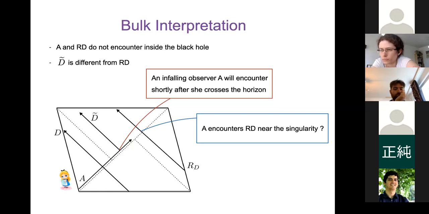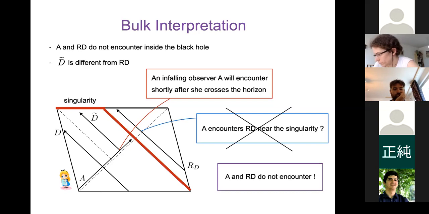And then there is of course no strong reason to believe any prediction that is coming from the black hole singularity or nearby. So from this, I think it is reasonable to suspect that A will never encounter RD at all. So it seems to me that the correct bulk effective description for this Alice infalling observer is to effectively view these red lines as a black hole singularity. Anyhow, the point is that Alice will see a new partner mode, which is different from RD because of this decoupling phenomenon.